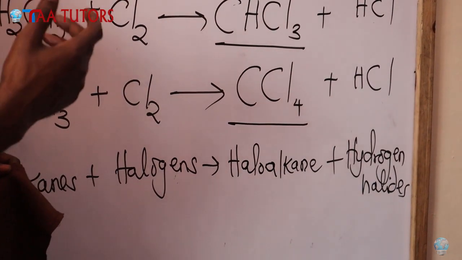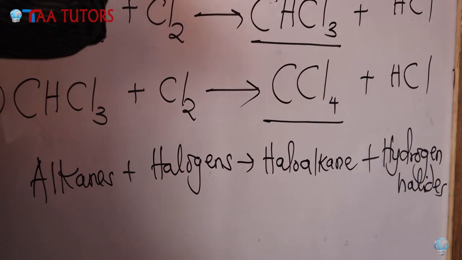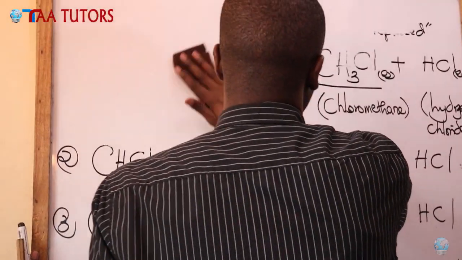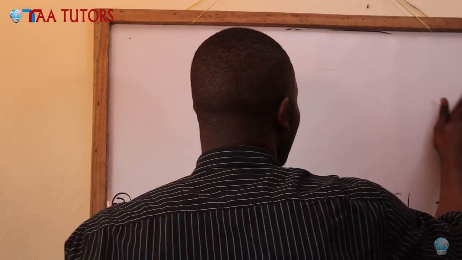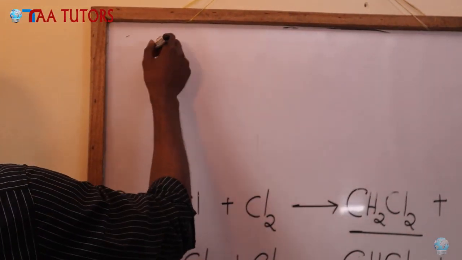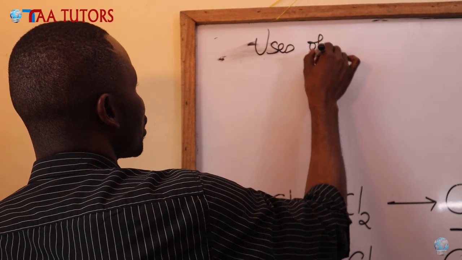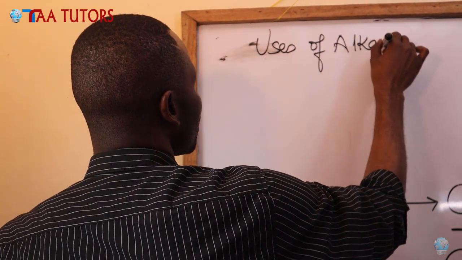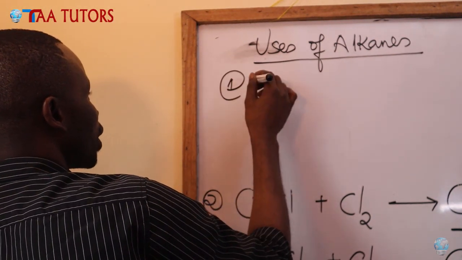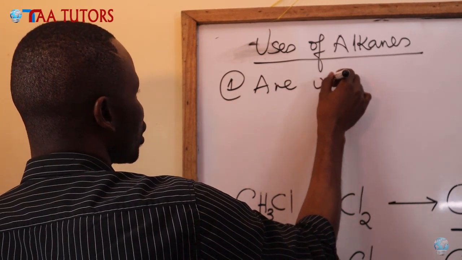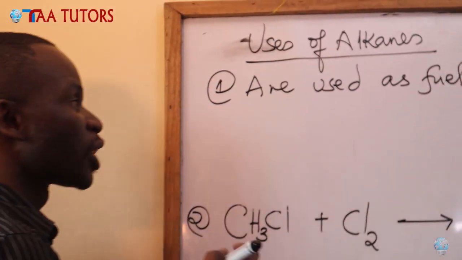So viewers, finally I want to talk about uses of alkanes. We can't get better uses than what we already know. We have talked about alkanes being used as fuels for cooking. So basically alkanes are fuels. That's the main word. If I say uses of alkanes, the main use of alkanes, from which other uses may just originate, is that alkanes are used as fuels.